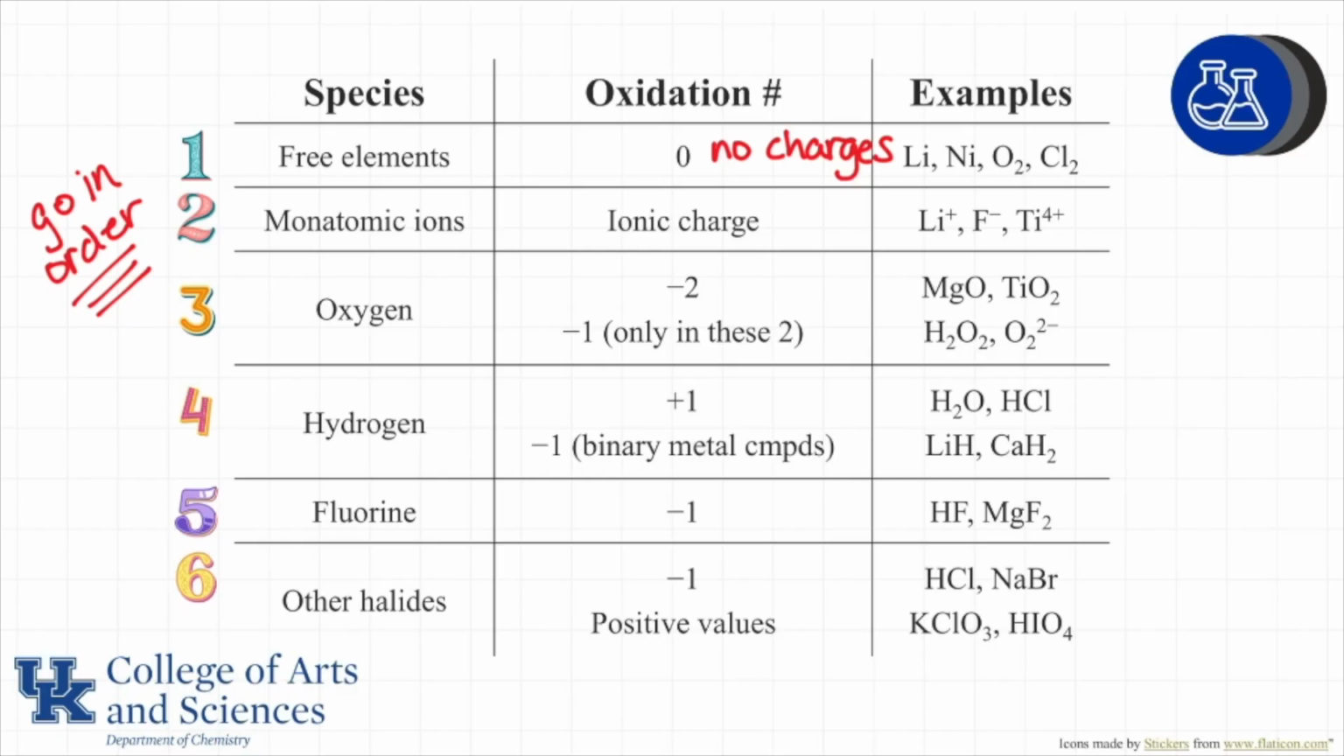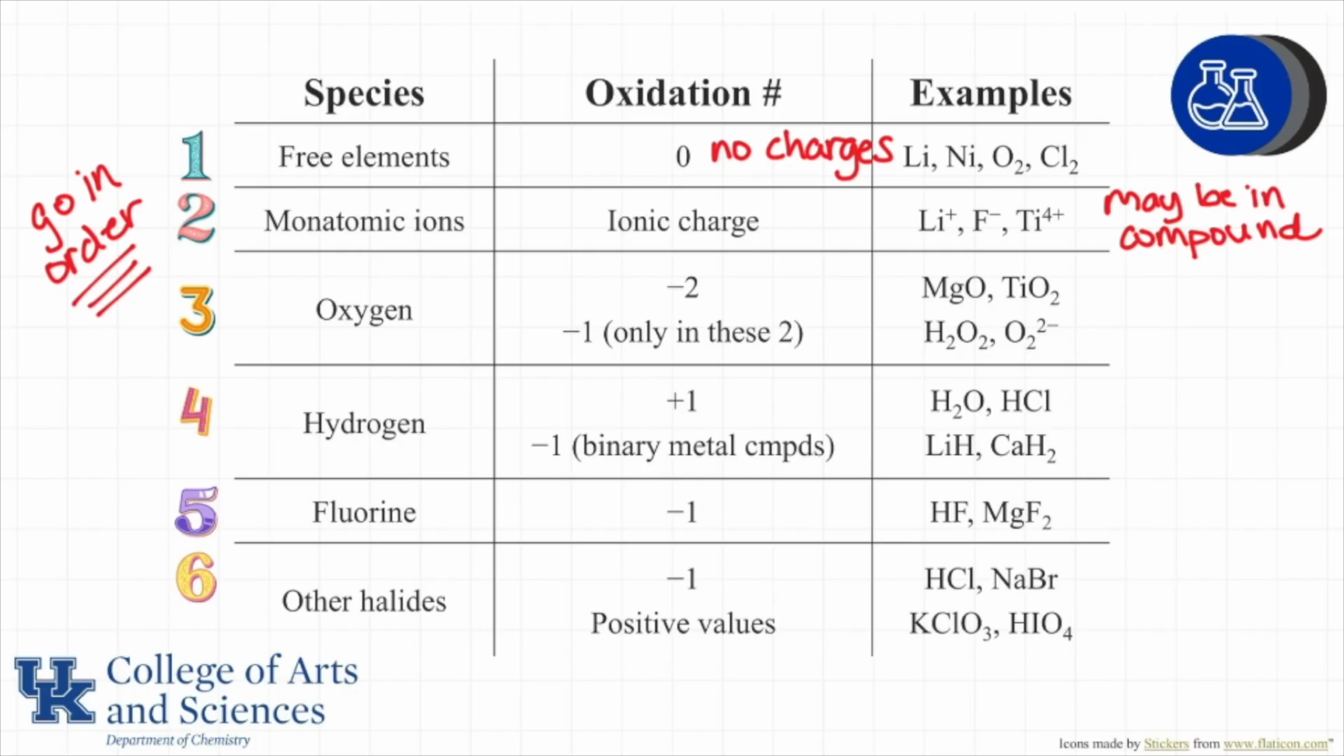Our next rule concerns monatomic ions, and in this case, the oxidation number is equal to the ionic charge. For Li+, F-, Ti4+, we'll have oxidation numbers of +1, -1, and +4. Note that these ions may be in a compound, so we may not see the charge, but we know from what we learned about ionic compounds that we can figure out what the charge is on those atoms.